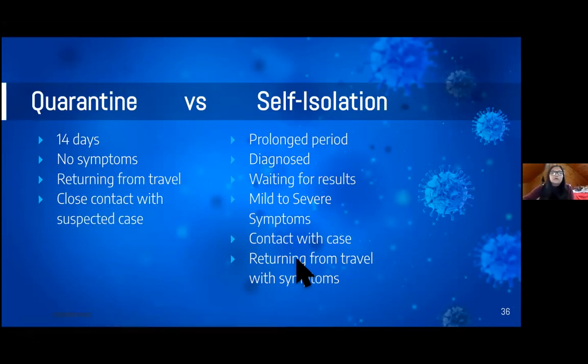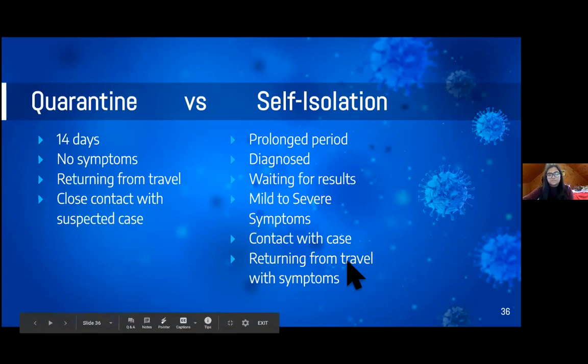So moving on, in media, they tend to use the terms quarantine and self-isolation interchangeably, but there's actually a big difference. Quarantining is for exactly 14 days, which is how long it takes to see if there are symptoms of the virus or not. This is for people who initially show no symptoms, or who are just returning from travel, or who went in close contact with someone with a suspected case. Self-isolation is basically a prolonged period of staying at home. This is when you're diagnosed with COVID-19, you're waiting for results, your symptoms are mild to severe, or you got contact with a confirmed case, or you're returning from travel with confirmed symptoms.